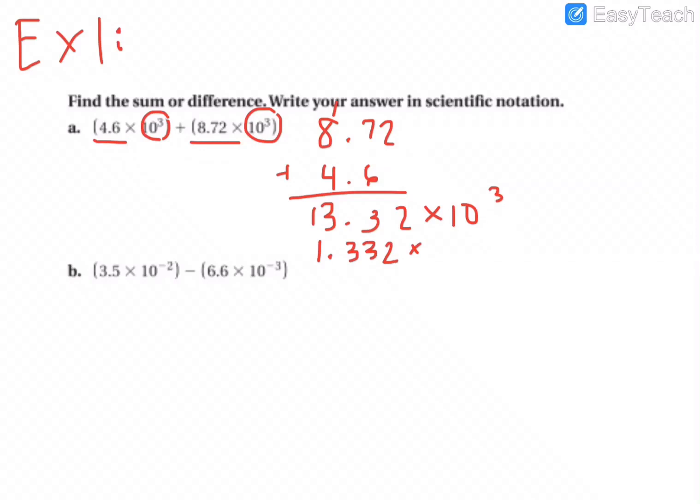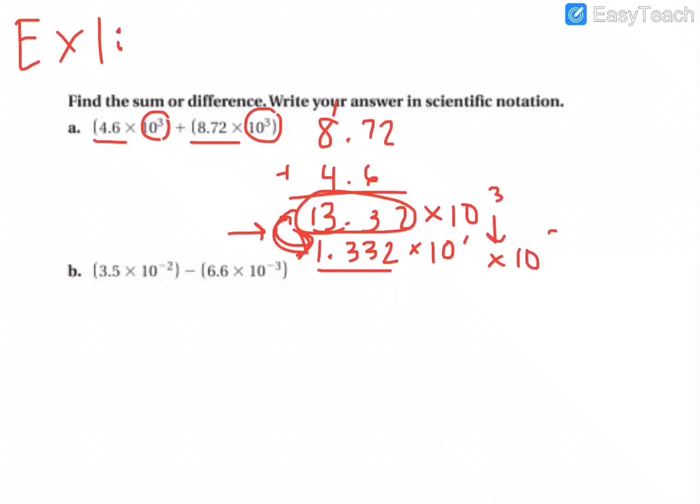So that means I would have to multiply this by 10 to the, well actually let me say that again. I would have to multiply this by 10 to the first in order to get that. Okay, so I'm rewriting this 13 and 32 hundredths as 1 and 332 thousandths times 10 to the first, because these are technically the same thing. Because really all you would do is slide the decimal point over once to the right. And then don't forget to bring down the times 10 to the third.